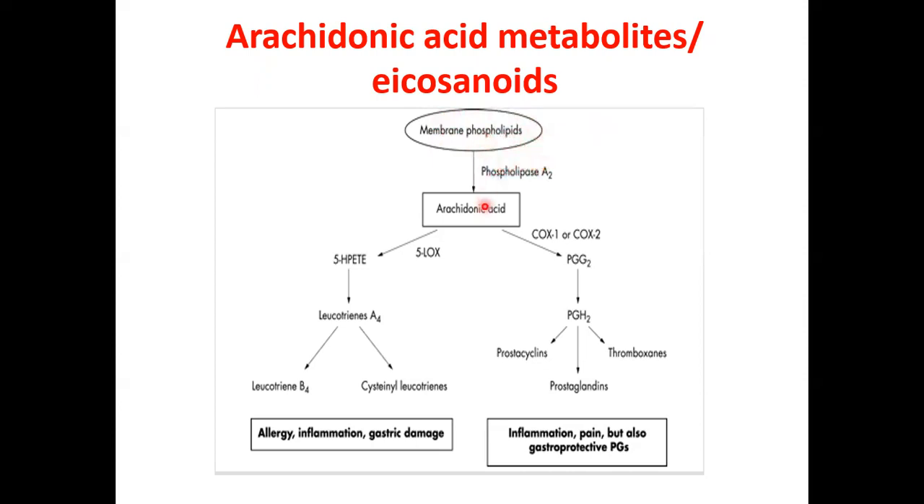The membrane phospholipids are converted to arachidonic acid by an enzyme called phospholipase A2. Steroids bind to that enzyme and inhibit it. Then the COX enzyme converts arachidonic acid to the prostaglandin intermediates: prostacyclins, prostaglandins and thromboxanes. The lipoxygenase pathway converts arachidonic acid to 5-HPETE, then the leukotrienes A4, B4 and the others. All these chemical mediators are known as eicosanoids.